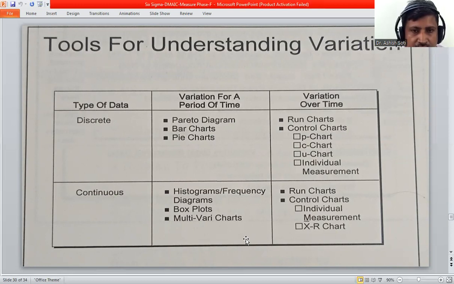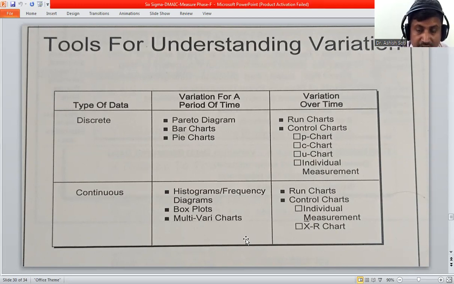For discrete data over a limited period of time, we can use Pareto, bar and pie chart. For continuous, we can use histogram, box plot and multivariate chart. We can use it with Minitab or any good statistical analysis software. For variation over time, we use run chart, control charts, P chart, C chart, U chart, individual measurement chart. For continuous data, we can use run chart, control chart, individual measurement chart, X bar R chart.